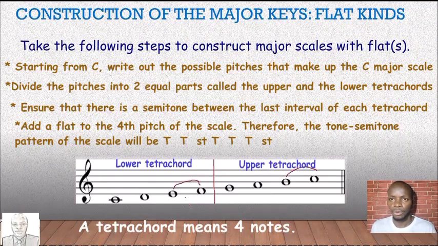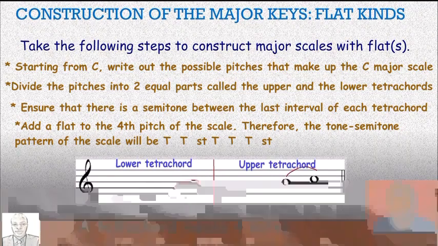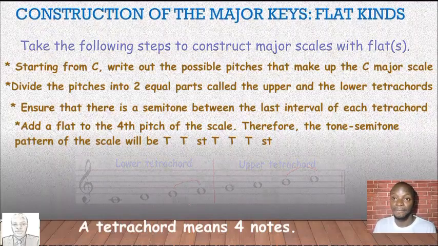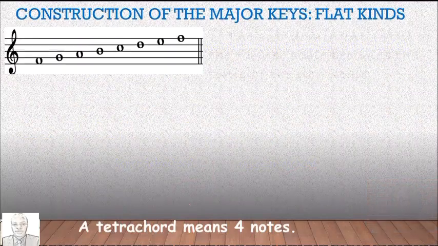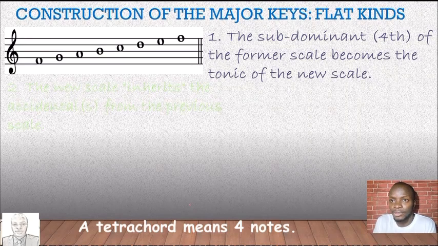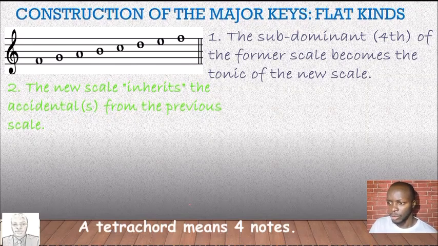Now, when you go from C, C has no sharps, no flats, right? So you build the next key from the 4th pitch. The 4th pitch is F. So when you build the scale, you have F. There's a difference between F sharp major and F major. So what's the difference? You can put the answer in the comment section if you know. Now, you ensure that you flatten the 4th pitch.